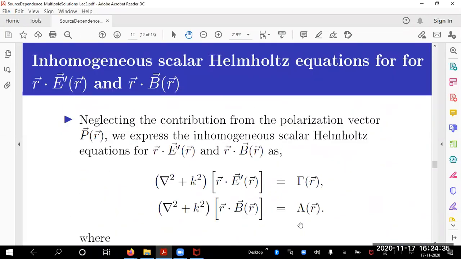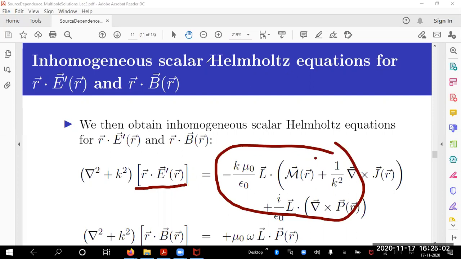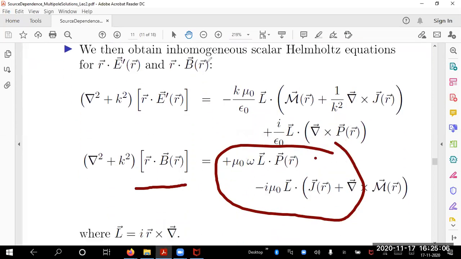Let me say, we then obtain an inhomogeneous scalar Helmholtz equation. You remember, we had got a vector Helmholtz equation in the source free region. Then we converted it into a scalar Helmholtz equation, correct? Earlier. So I want to write a scalar Helmholtz equation for what is called R dot E prime, like earlier. But this right hand side is complicated. I have a complicated right hand side equation. So I will go ahead and check what is the magnetic field. Again, this is a complicated right hand side.